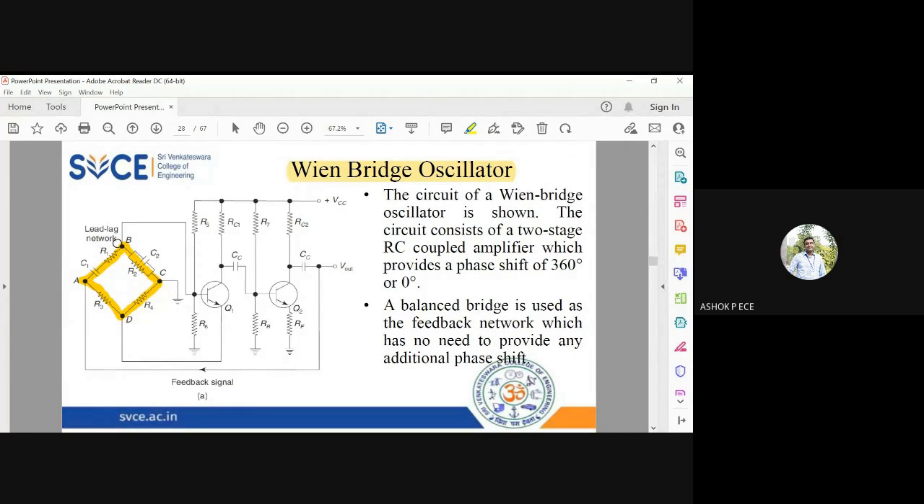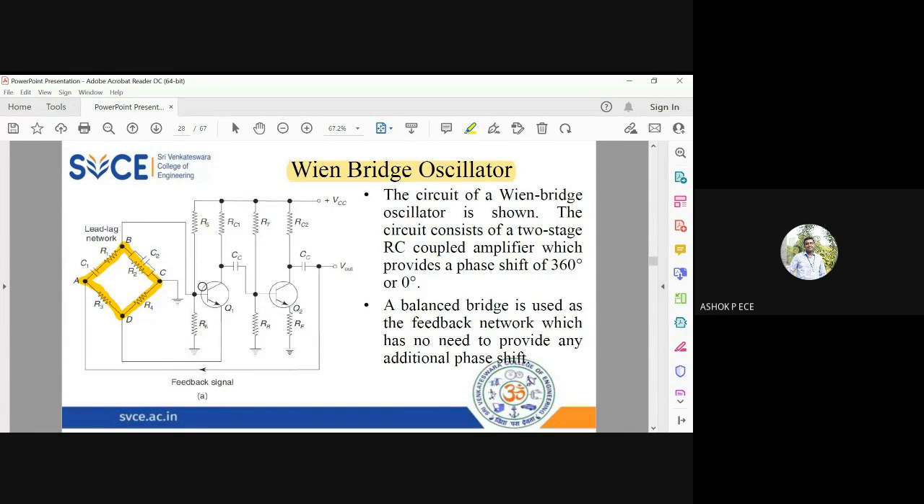So if RC series is going to provide a leading phase shift, RC shunt will provide a lagging phase shift. So effectively the phase shift will get cancelled when the signal comes out of the bridge. So ideally I can say this bridge is going to provide zero phase shift. That is why it is called a lead lag network. It has a leading network in the form of series RC, and a lagging network in the form of shunt RC. And this is going to be present in the feedback path.